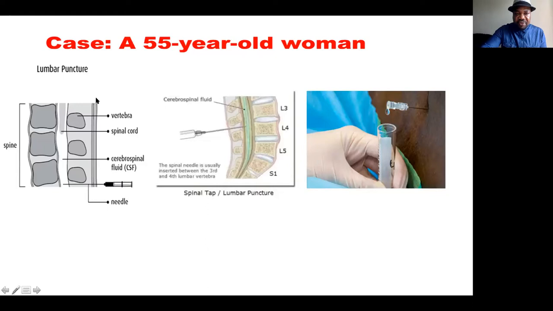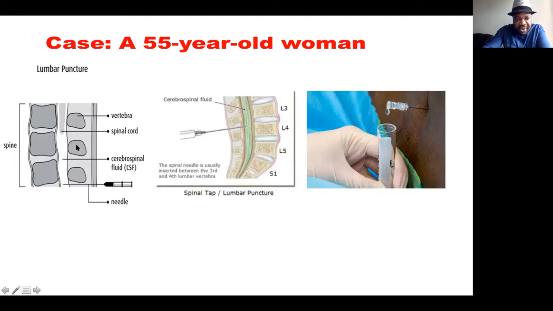This is what we call a lumbar puncture, and this is where you are going to do it. It's usually between L3 and L4. Between L3 and L4, that's where you are going to place your needle. Why do you have to come between L3 and L4? Because you can see up here, there is a spinal cord. You need to avoid that.